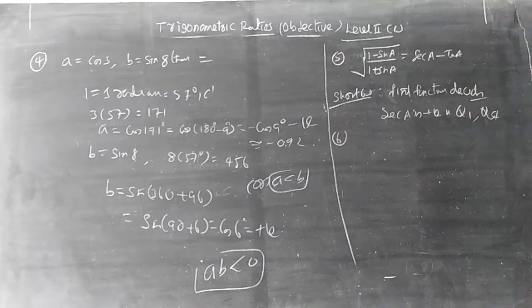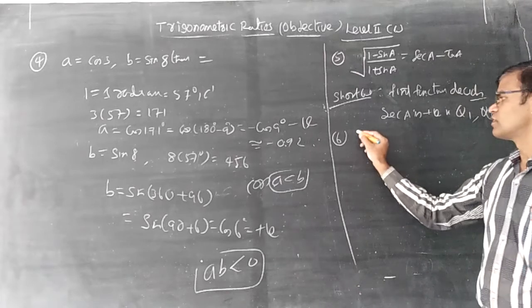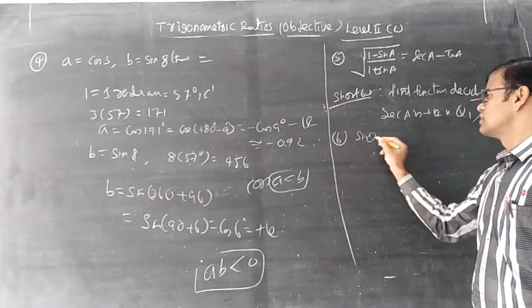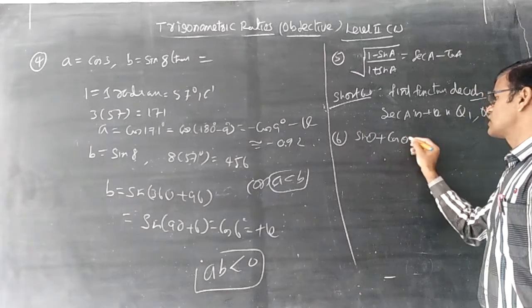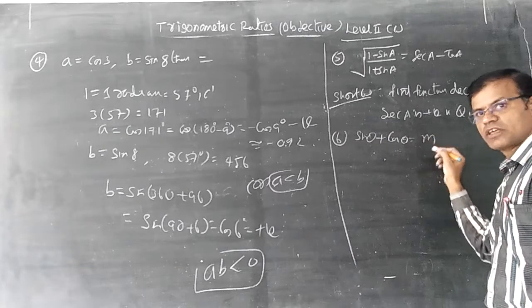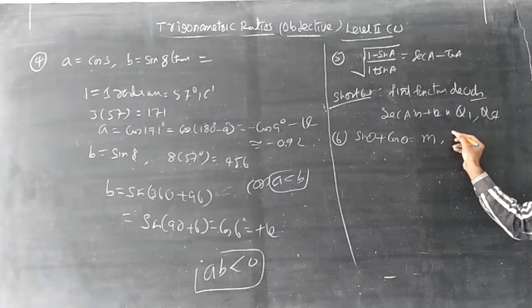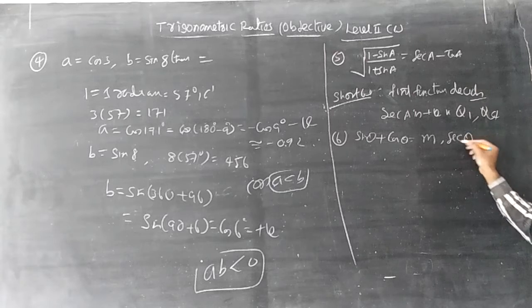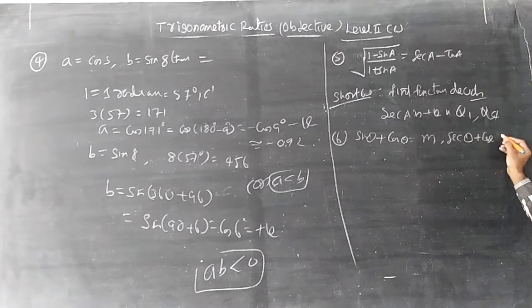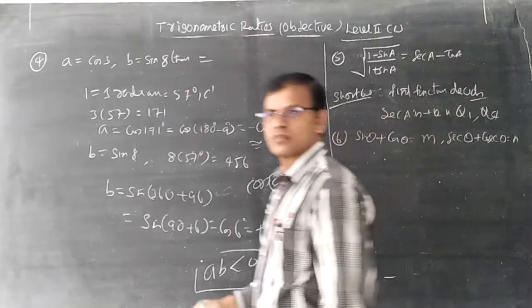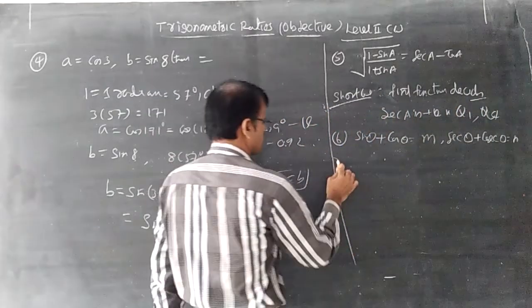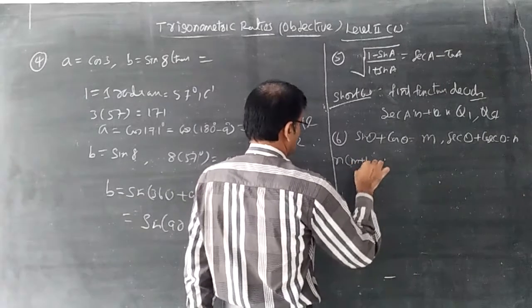Good. If sin theta plus cos theta is equal to m, M for money, okay, and secant theta plus cosecant theta is equal to n, then n into m minus 1, n plus 1 into n minus 1.